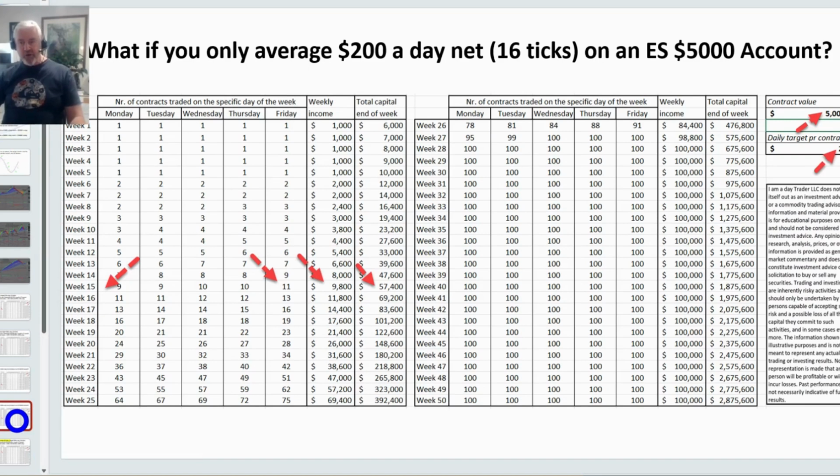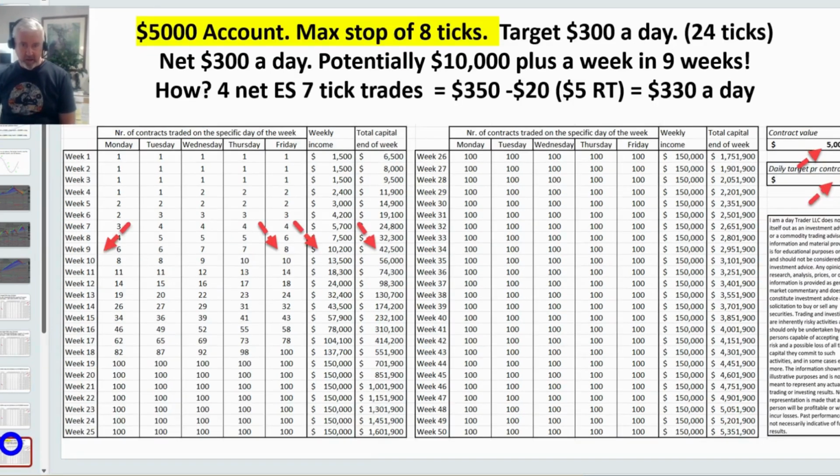Now what you can do, there is a way where you can trade with $5,000, and that means you've only got an 8 tick stop instead of up to 12 ticks. My apologies, up to 10 ticks, which you will or may require with certain setups that we have. So there you can see you can get there a lot quicker, only $200 a day.